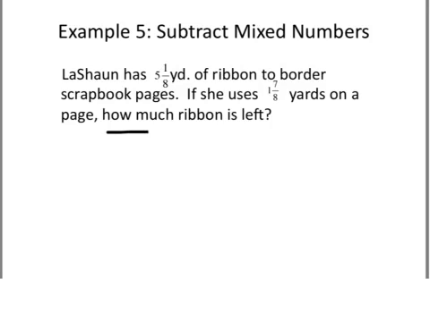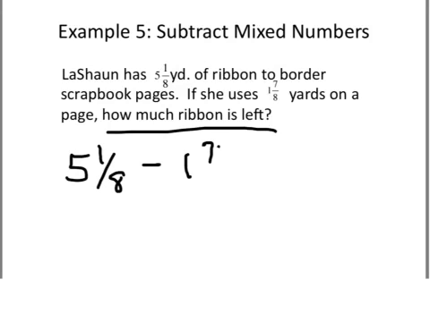So we know when we're asked how much is left and we're given two quantities, oftentimes that refers to subtraction. So that's indeed what we're going to do here. So we are subtracting 1 7/8 from 5 1/8. And it's kind of tempting to think, oh, well, 5 minus 1 is 6, and then figure out what to do with the 1/8 minus the 7/8. But if you think about it, you really cannot take 7/8 from 1/8, and that's a problem.